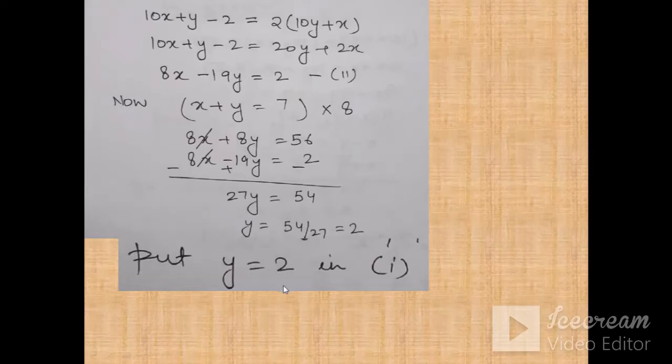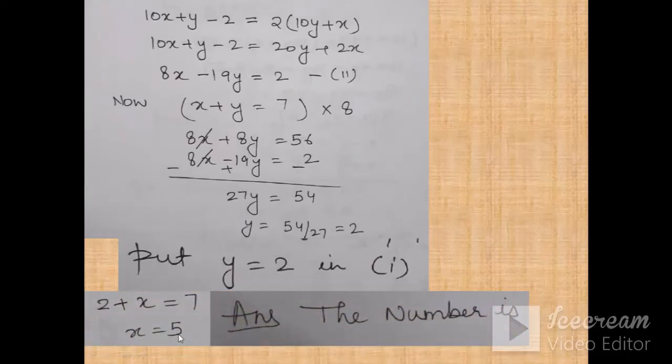Now let's put the value of y is equal to 2 in the first equation. This was our first equation. So we will get 2 plus x equal to 7 or x equal to 5. So what is our number? Our number is 25.